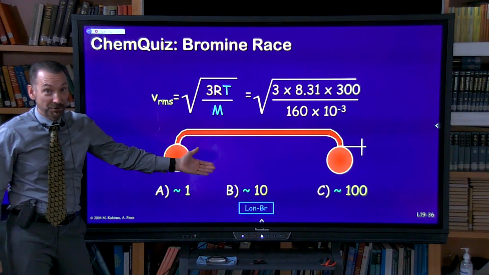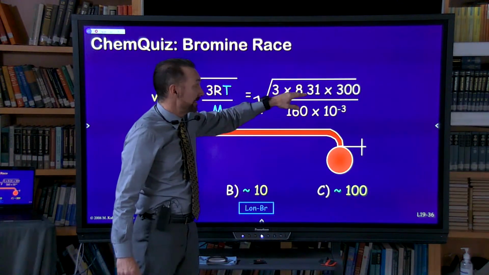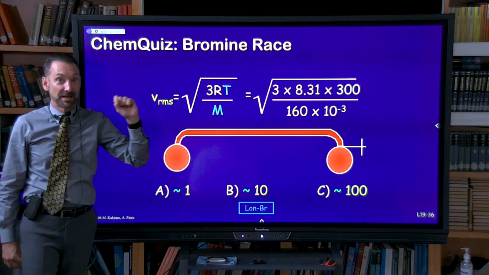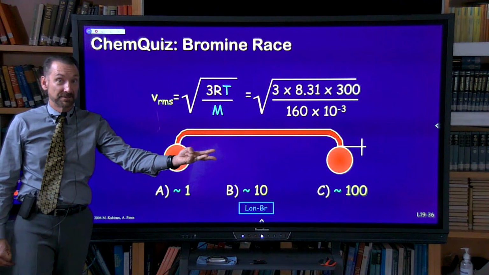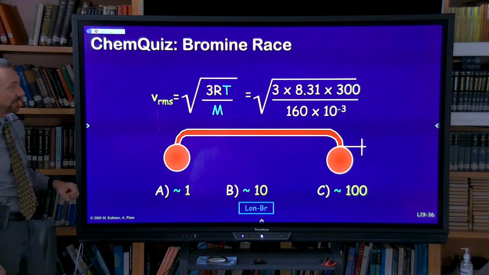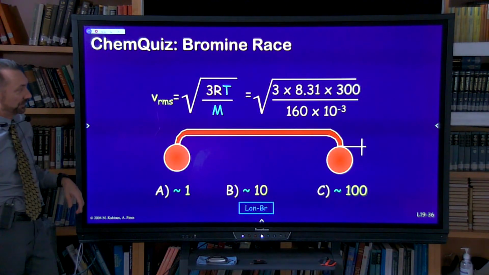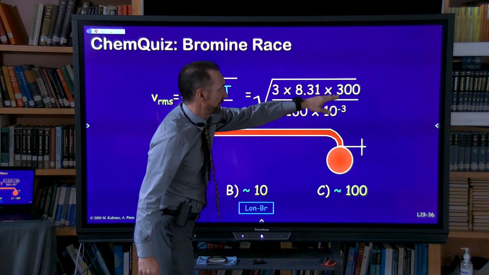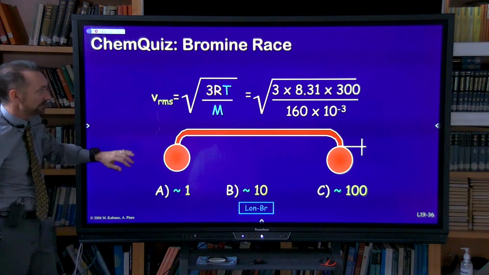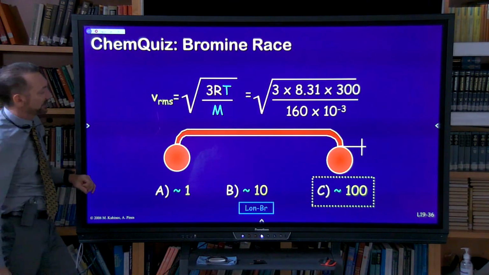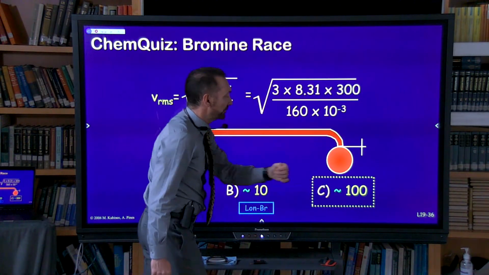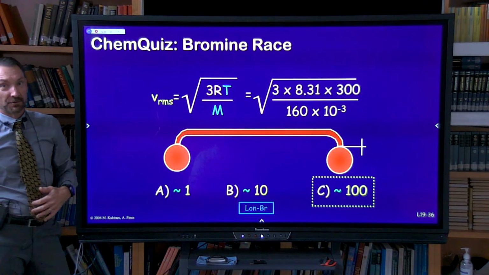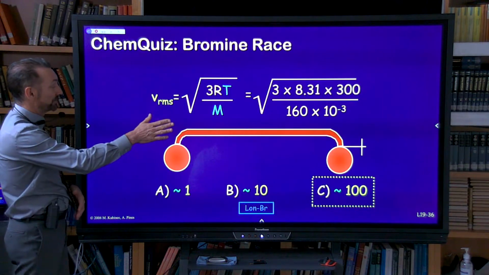Don't put the molar mass in grams in there. R is in joules, that's kilograms, meters, seconds. I have to use kilograms, meters, and seconds if I'm going to use R in joules. So that's a point of slip up. Be careful, you get temperatures in Kelvin and masses in kilograms, and that is around closest to 100 meters per second.